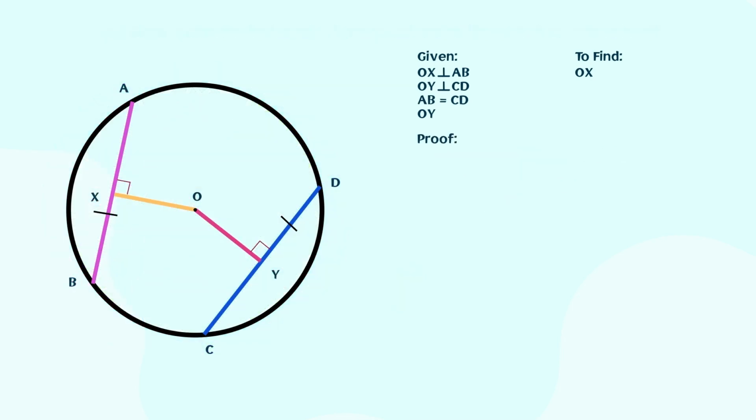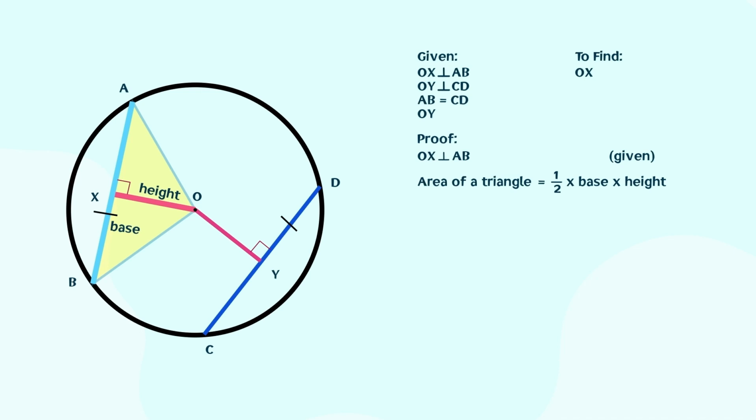We know that line segment OX is perpendicular to AB. In other words, OX can be imagined as the height of triangle OAB, where AB acts as the base. Since the area of a triangle is half times the product of its base and height, we can express the area of triangle OAB as half times AB into OX. We can rearrange these terms to express OX as twice this area divided by AB.